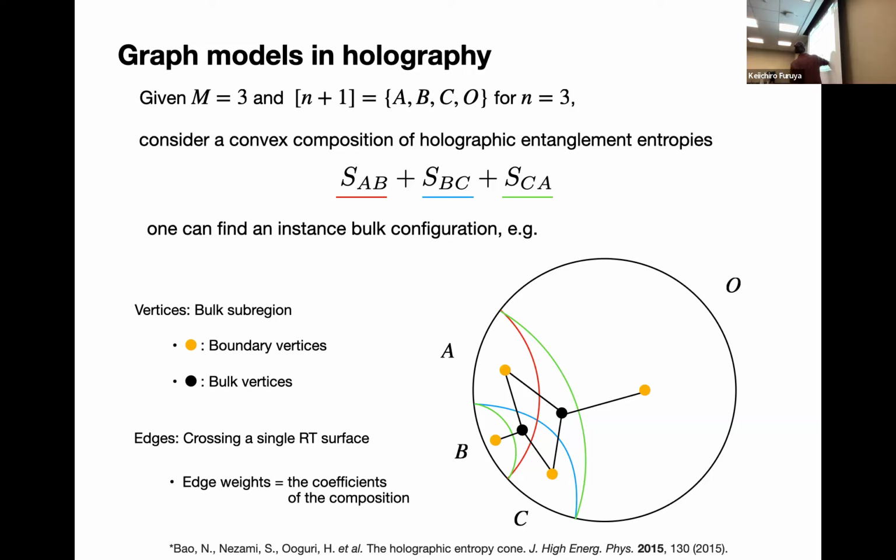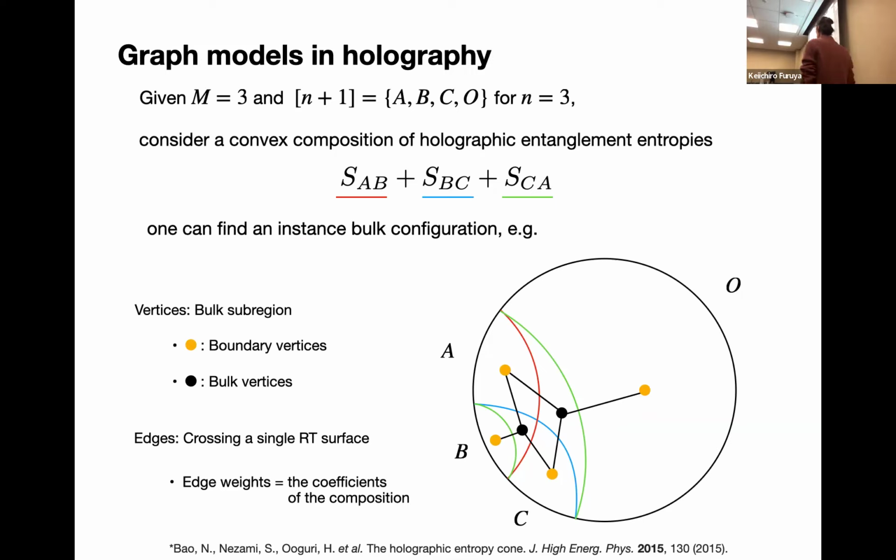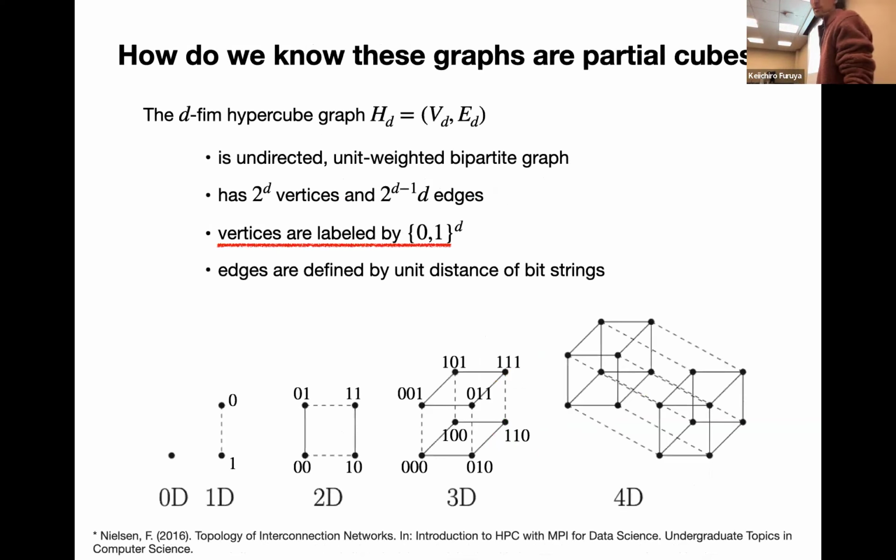So you can think of this as a hyperplane arrangement on the Poincare disk, and you can say that this is the dual graph of that hyperplane arrangement. Okay. So now this is the definition of the graph. I just gave you the definition of the graph, how to construct it on the constant time slice. And then I'll argue that this is a partial cube.